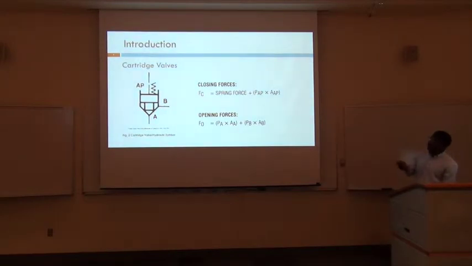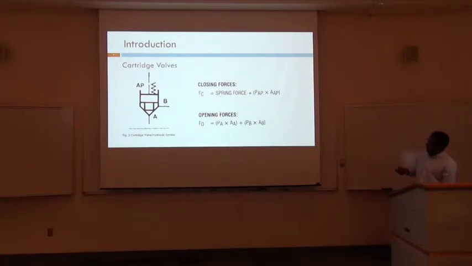So how a Cartridge valve works, we have something called closing forces and opening forces. Basically if the opening forces are greater than the closing forces, then the Cartridge valve will open up. The forces to close would be the spring force and the area of the AP, this area here, and pressure on the AP. So force is equal to pressure times area. So the pressure on the AP and the area of the AP would give the force on the AP, plus the spring force would equal the closing force.